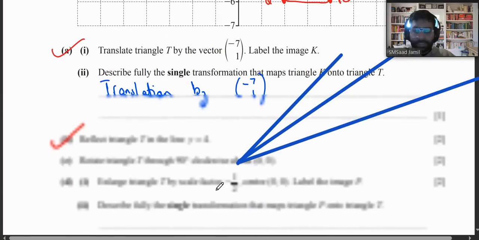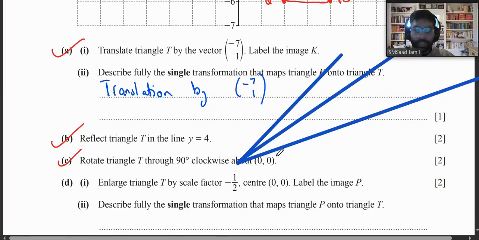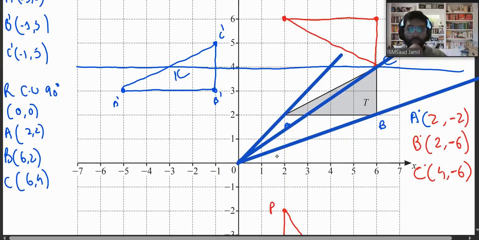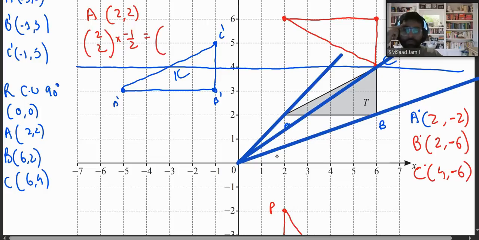what was basically the enlarged triangle by the scale factor minus 1 upon 2? Okay, so look, what was point A? Point A was 2 comma 2. You can write like this, 2, 2. You will multiply this with minus 1 upon 2. So this becomes minus 1, minus 1. So the first point is this, minus 1, minus 1.